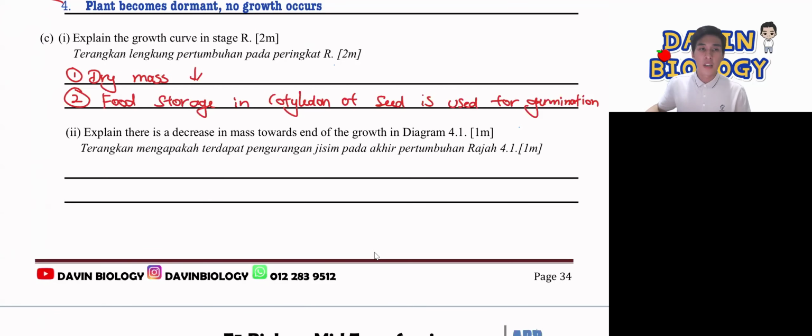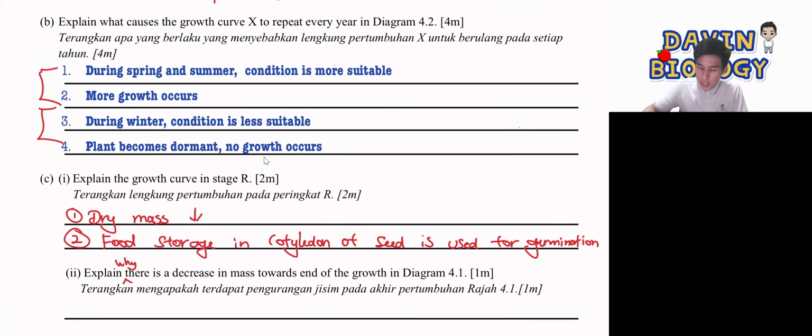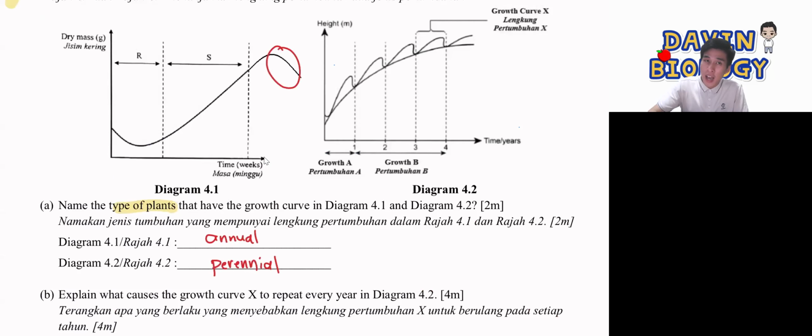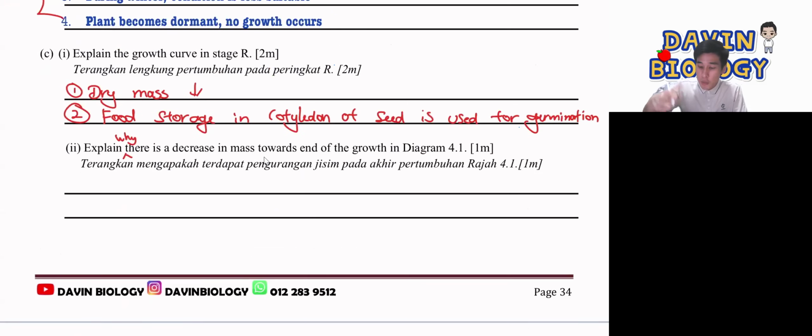Then explain why there is a decrease in mass towards the end of the growth in diagram 4.1. So why is there a decrease in mass? Because at the end, you're going to die. But of course, don't say they die, because they're going to reproduce. They throw their seed, or you can say the leaf and flowers shed. Just now we already said. So 1 mark, you can just pick whichever you want. So dispersal of seed occurs. So these two are the exact same question. Now the next one, not so much the same already.